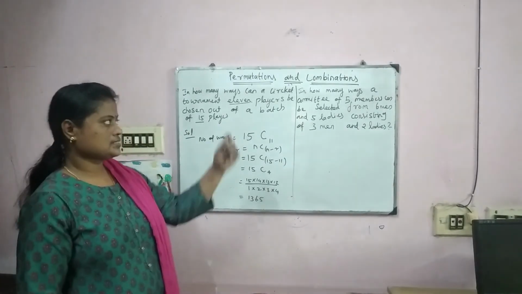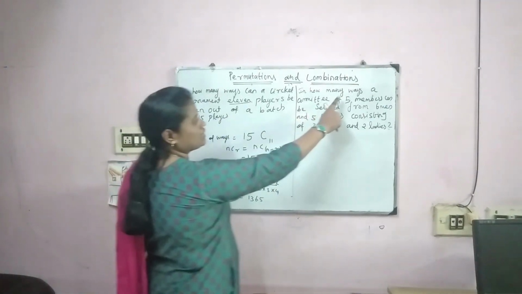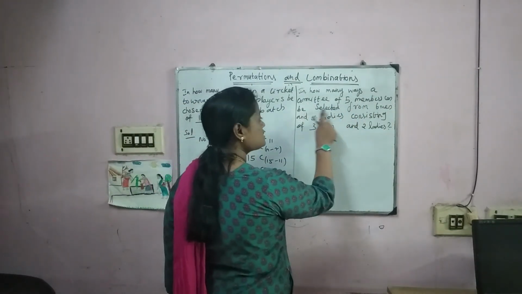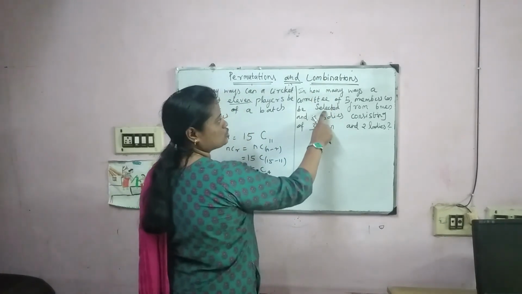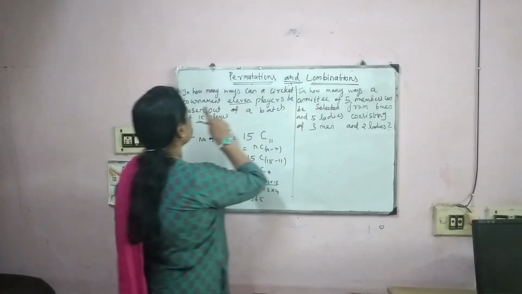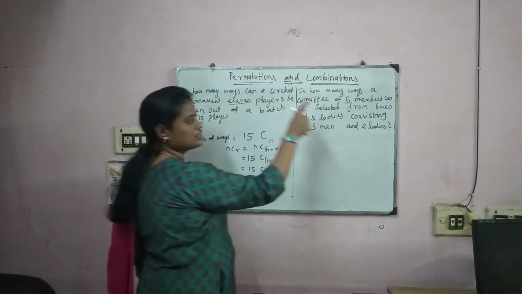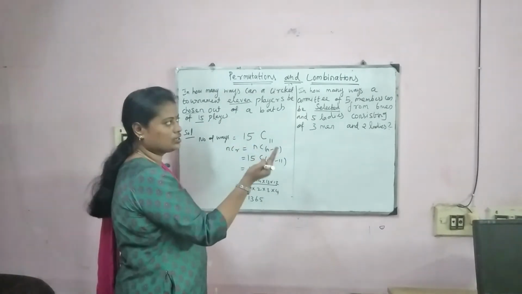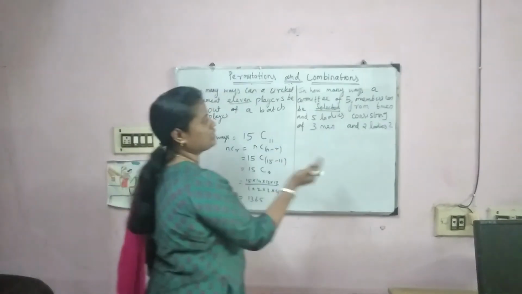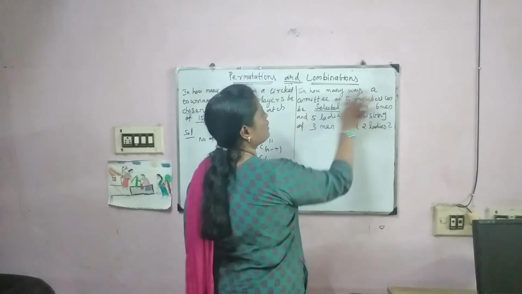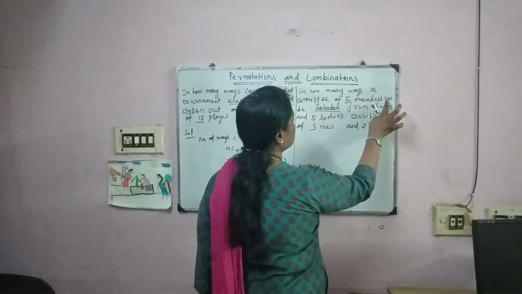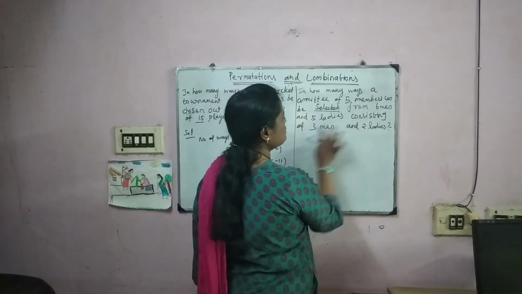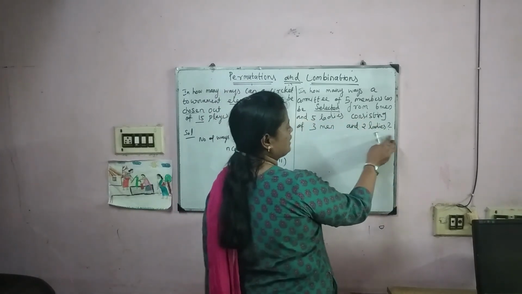Okay. Let's see the second one. In how many ways can a committee of 5 members be selected? So selected means combination. Here the word chosen, here the word selected. So you have to identify chosen, selected. We have to apply combination. In how many ways can a committee of 5 members be selected from 6 men and 5 ladies consisting of 3 men and 2 ladies?